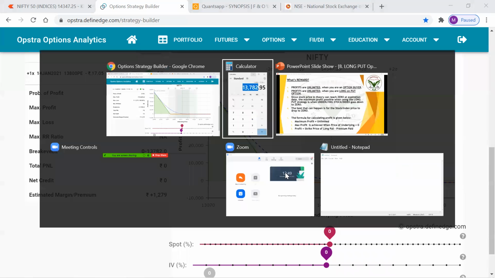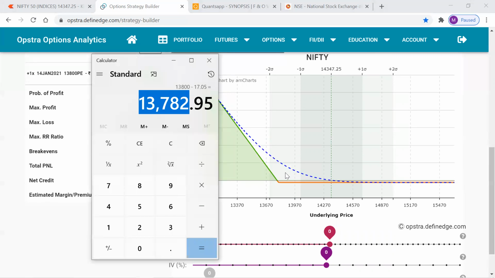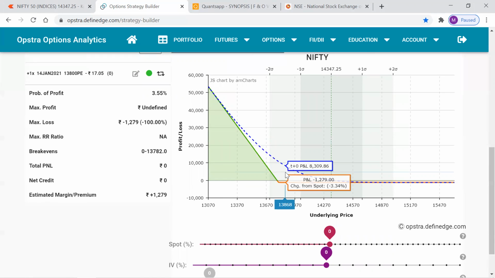What's the figure that we have got in the calculator? It's 13,782. Okay, so you'll be in profits when the market crosses 13,780. See, this is 13,780. Look, from 13,780 you're going to get profits. That means the market should fall below 13,780 if you are choosing the 13,800 strike. So the profit happens from 13,780, it starts from 13,782 to be precise.